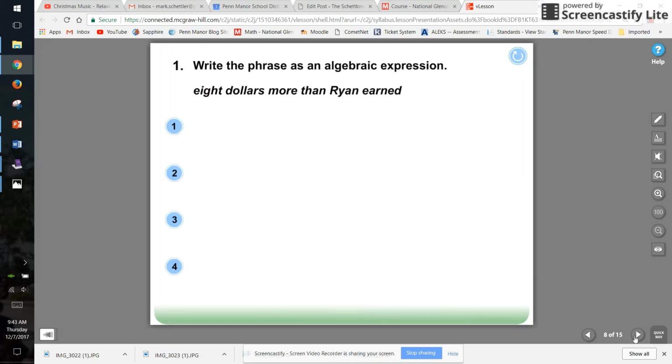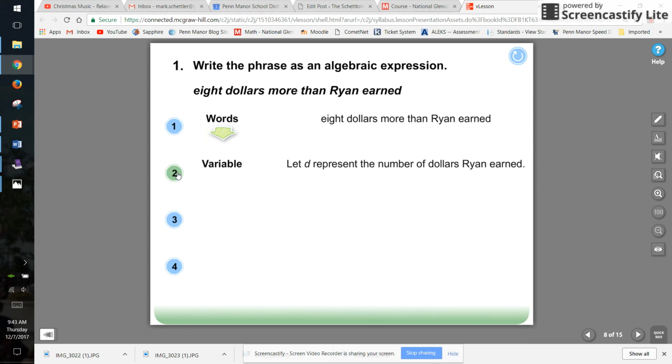In the phrase $8 more than Ryan earned, we can take a look and find a word that might signal us what kind of algebraic expression we're going to write. So the words I see are $8 more. And to me, the word more usually means adding. So we're going to be adding in this expression. The variable we're going to use is D, but if you wanted to use R or X, that doesn't really matter. Any letter will do, and we're going to be representing the number of dollars that Ryan earned because we're looking for $8 more than what he earned.